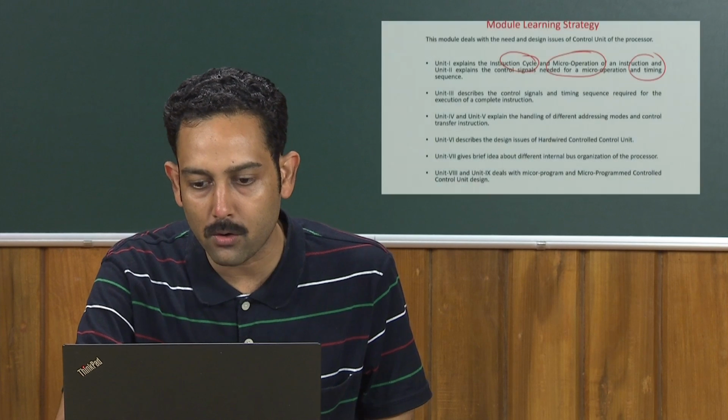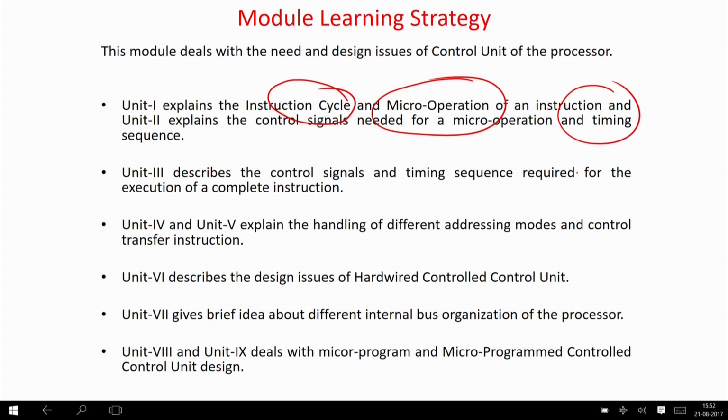Unit 3 will describe the control signals and timing sequence required for a complete execution of a continuous instruction. In units 1 and 2 we will be building the basics, and in the third unit we will take a large code and an organization like a single bus or multiple bus, and we will see how it goes. Units 4 and 5 will take different addressing modes. We have already seen different types of addressing modes available, like direct, indirect, base, displacement. So we will see how the control signal generation changes whenever there are different types of addressing modes.